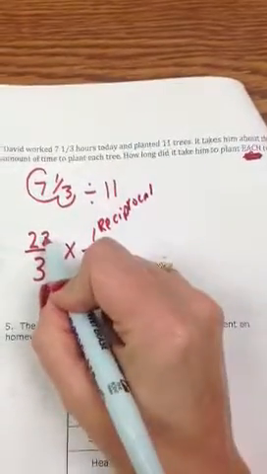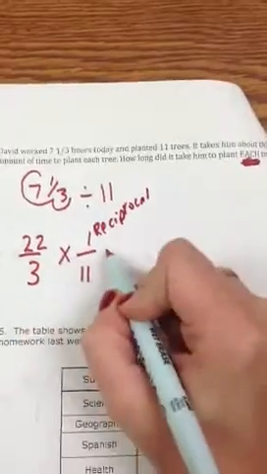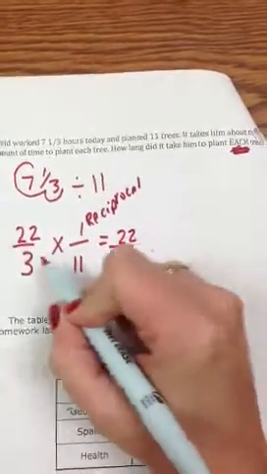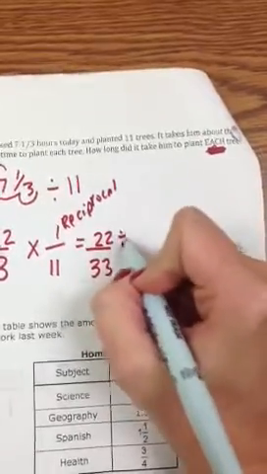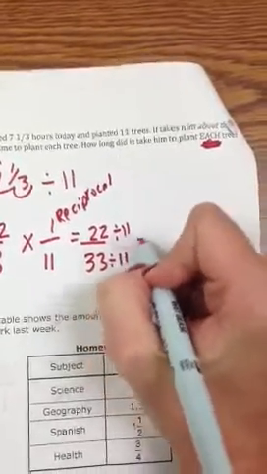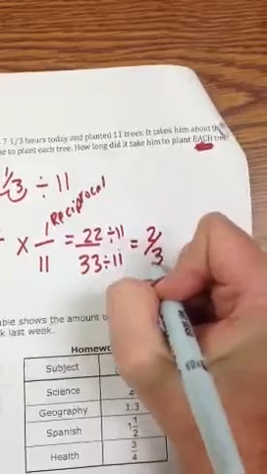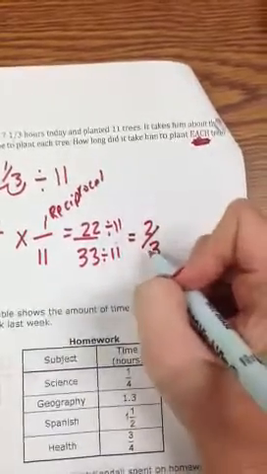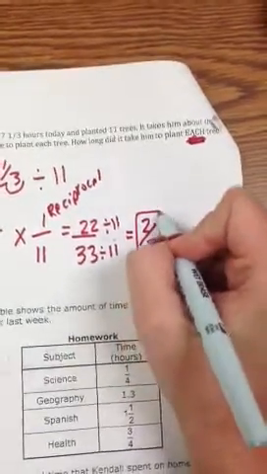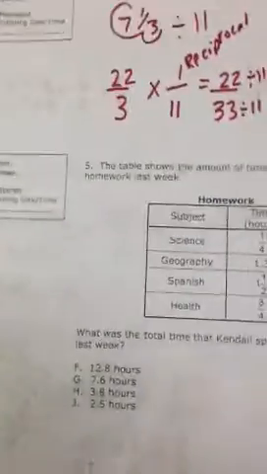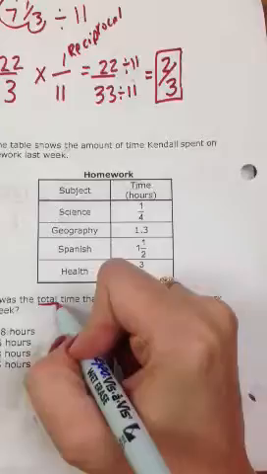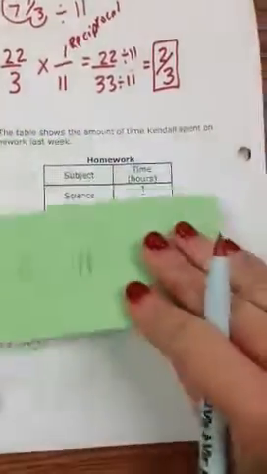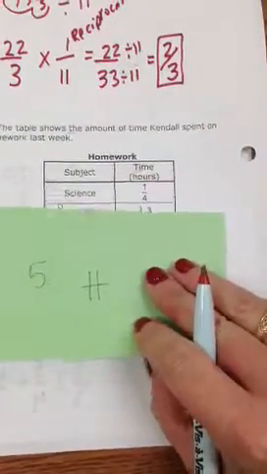All right, multiply straight across. 22 times 1, 3 times 11, and divide this by 11. Equals 2/3 of an hour for each tree. Problem 5 wanted you to find your total time. The correct answer was H.